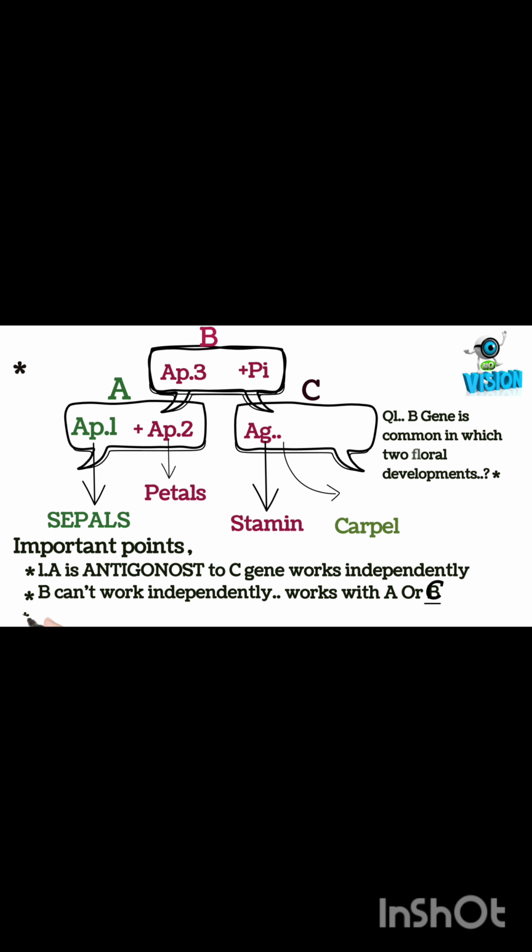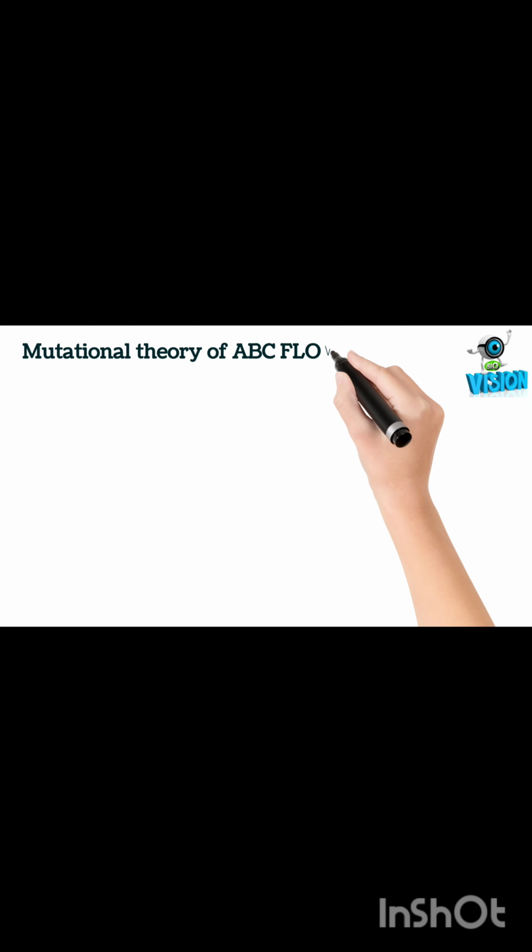Answer in comments. Now a very interesting point is here. If A mutates, C gene will get expressed. For example, A forms sepal but after mutation it will form carpel. C forms carpel, after mutation it will form sepal. Now let me tell you the last part of the story, that is the mutational theory of the ABC flower model.